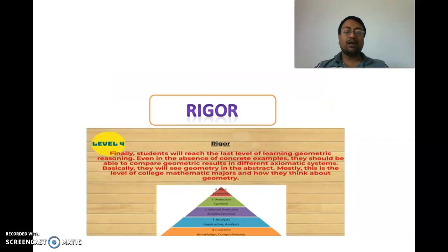And the last level, that is termed level 4, is rigor. In this level, students finally reach the last level of learning geometric reasoning. Even in the absence of concrete examples, they should be able to compare geometric results in different axiomatic systems. Basically, they will see geometry in an abstract manner. Mostly, this is the level of college mathematics majors and how they think about geometry.